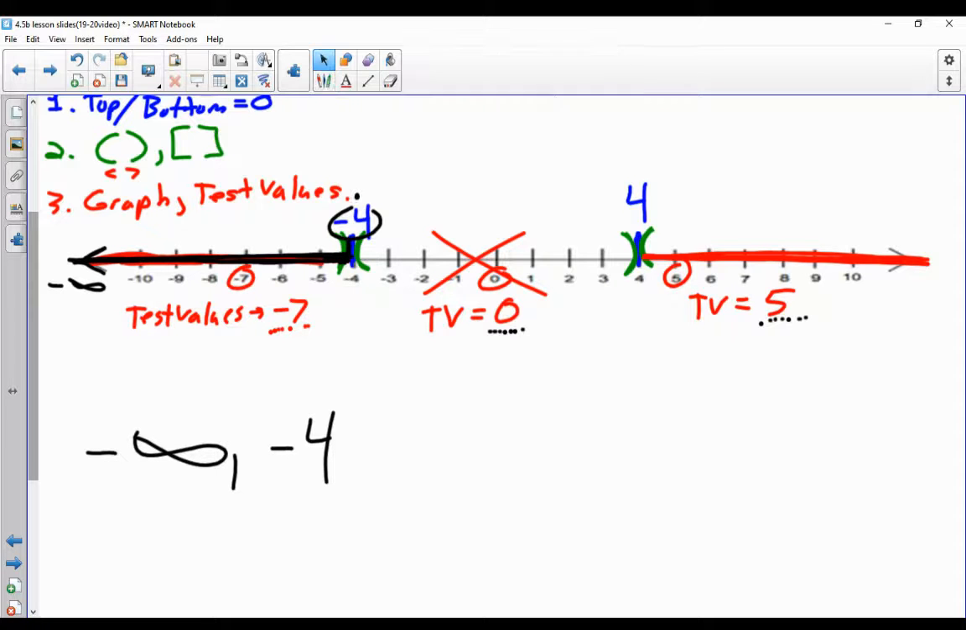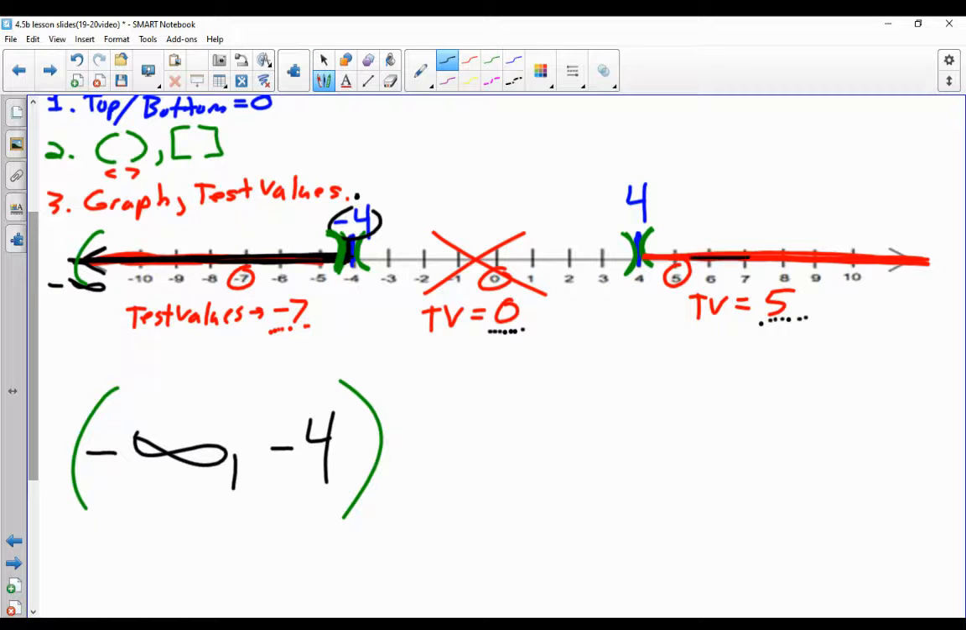But now the intervals, or in other words, open or closed brackets. Well, you know infinity, no matter what, always gets an open parenthesis. The -4, if you look here, we had put an open parenthesis at -4. So for our answer, we'll have an open parenthesis there. So that's the first part of our answer.